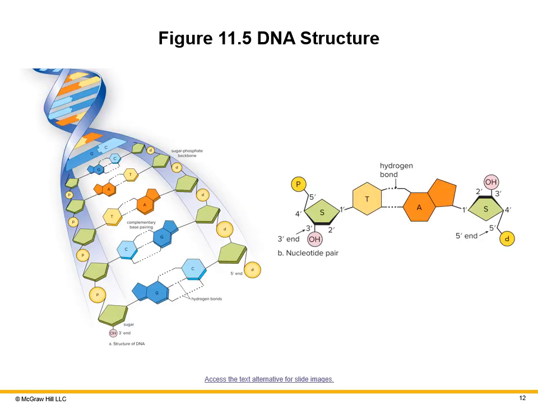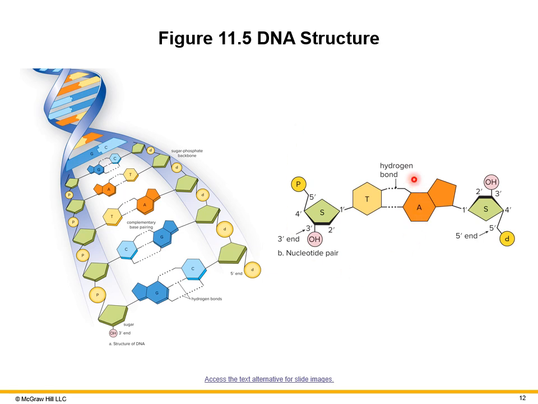So here we see the structure of DNA. We have the sugar in green and the phosphates in yellow. They are going to make the sides of DNA. While in the middle, we have the nitrogen bases complementarily matching each other. G matching with C, A matching with T.